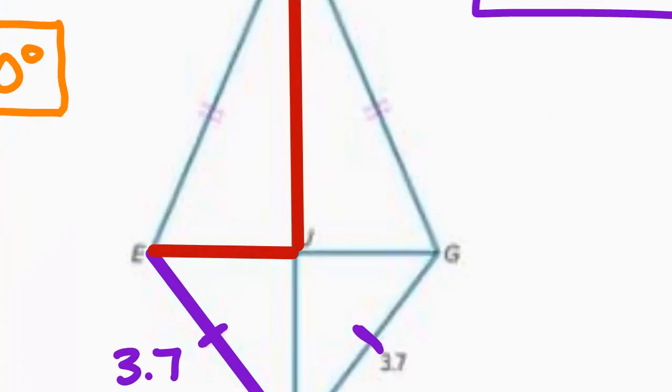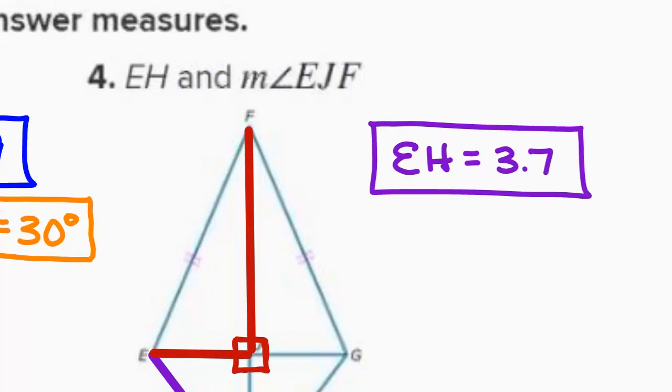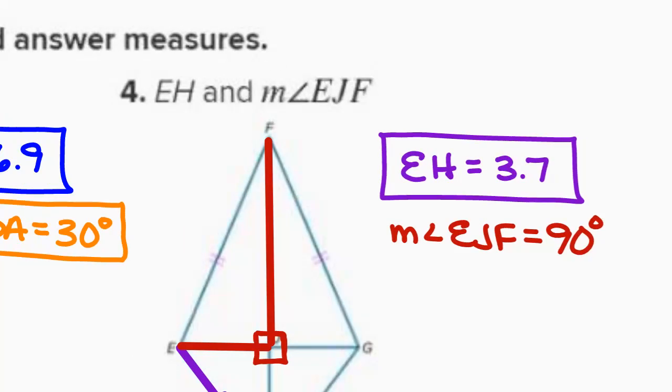90 degrees. The diagonals of a kite are perpendicular to each other, so it forms 4 right angles right there where they cross. So the measurement of angle EJF is 90 degrees. Very nice work on the warm-up today, guys.